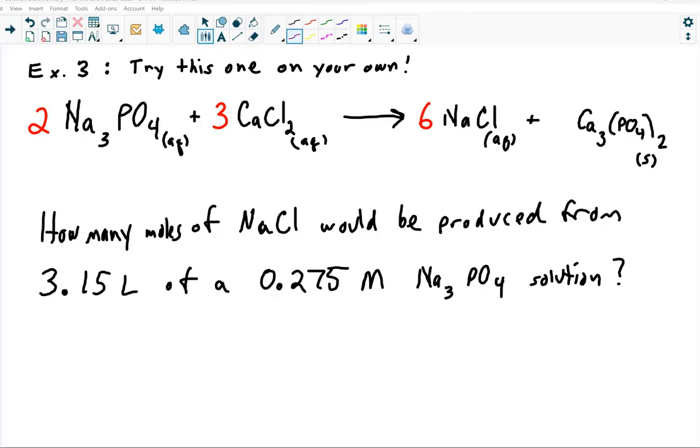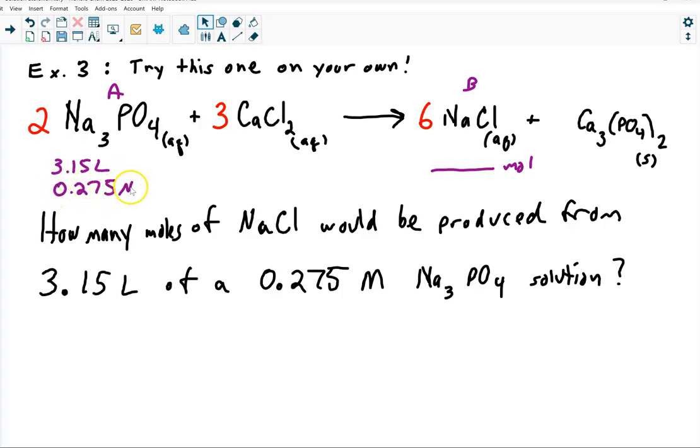Okay, so what do I know? I want to know how many moles of NaCl. So that's my B. This is my A. I know that I have 3.15 liters of sodium phosphate, and it's 0.275 molar. So what's the first step? Find moles of A. How do I do that?